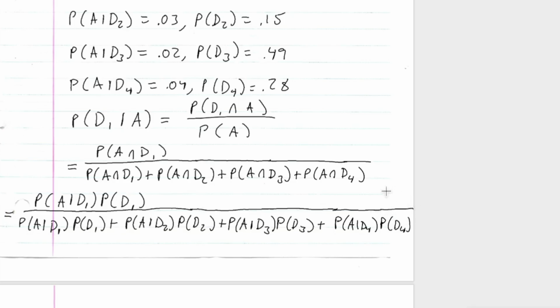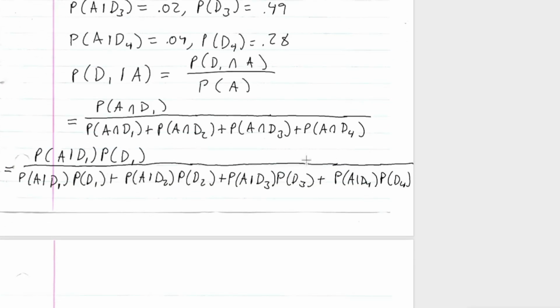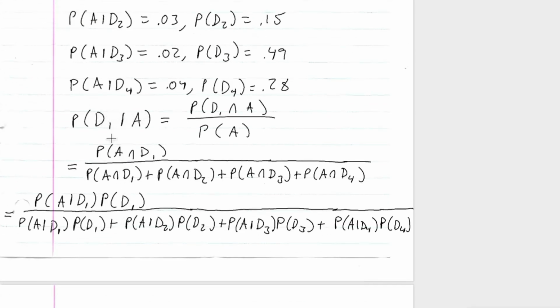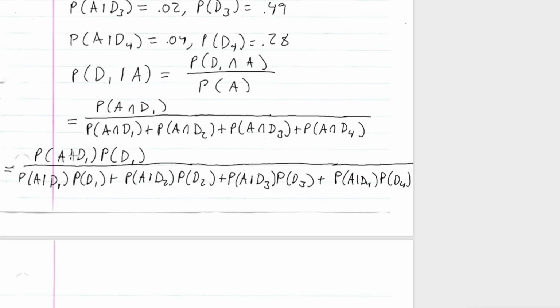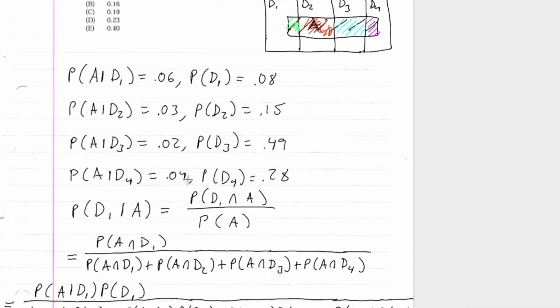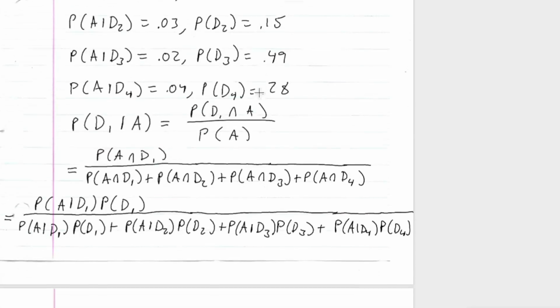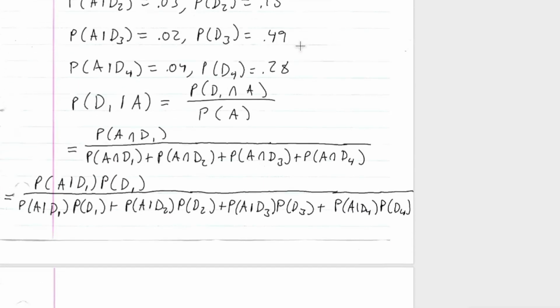Right? So this is actually Bayes' theorem: the probability of D1 given A is equal to the probability of A given D1 times the probability of D1, over all of these terms added up. So this is actually Bayes' theorem, but I thought it would be a good idea to illustrate how Bayes' theorem is constructed, using some intuition.